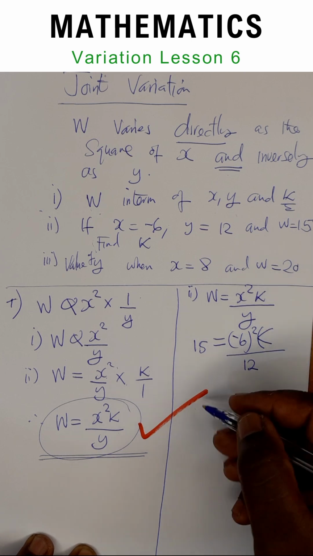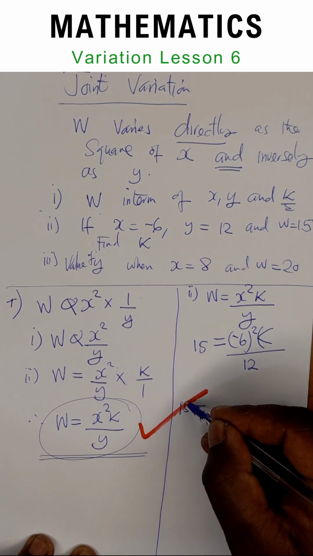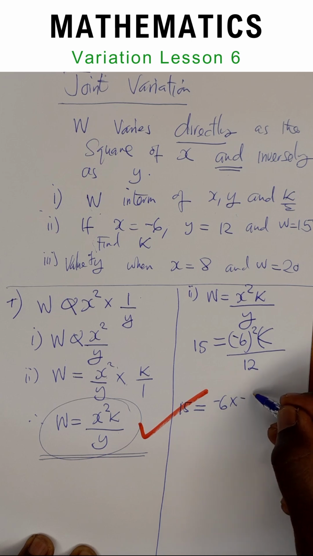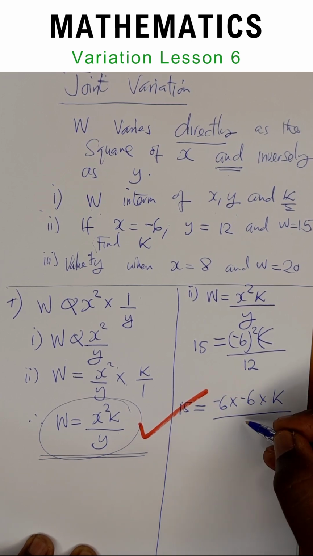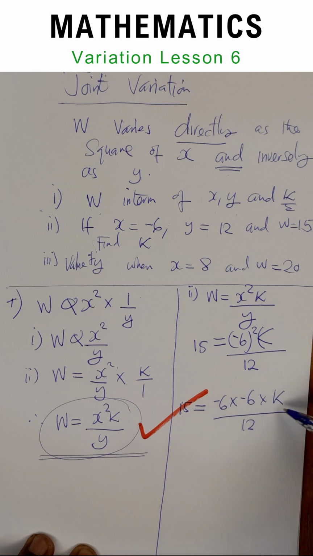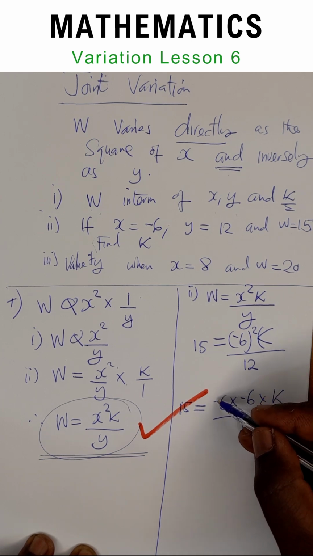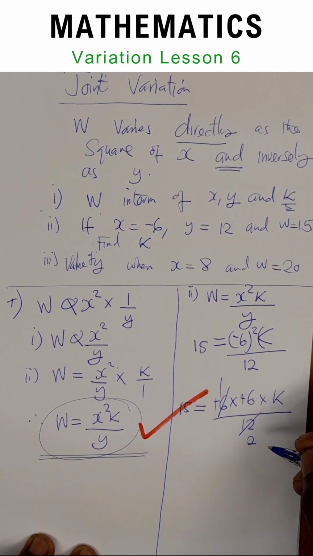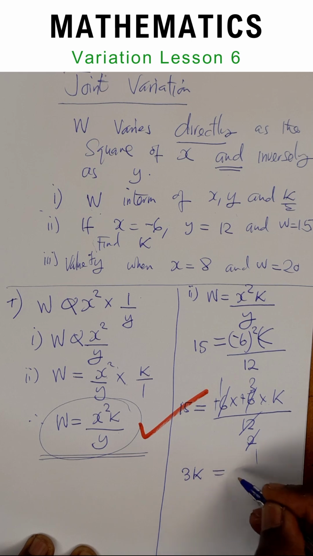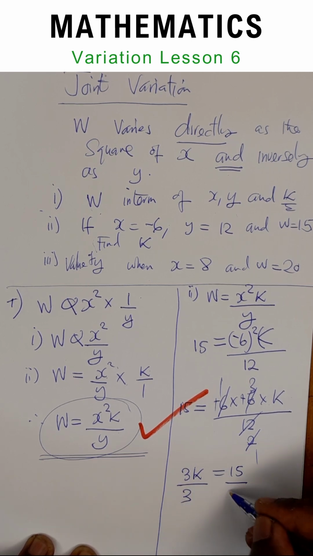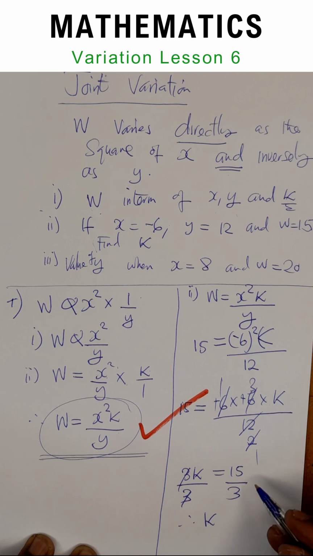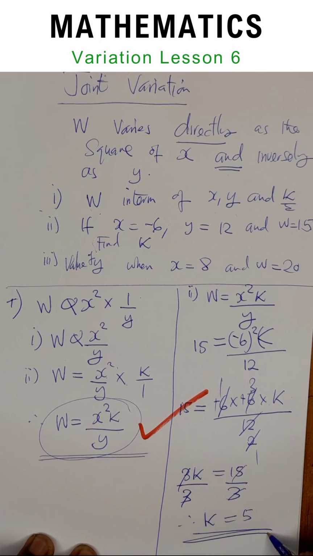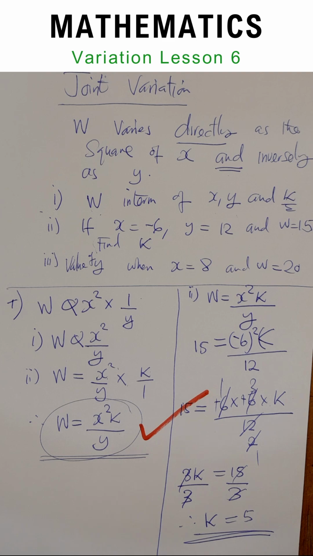So from here we can say 15 is equal to -6 times -6 times k, everything over 12. If you want, you can cross multiply, but it's good when paper 1 you don't use calculator. So we know negative times negative would be positive. So 6 here is 1, 6 there is 2, 2 here is 1, 2 there is 3. So 3 times k, it will be the same as 3k is equal to 15. Divide here by 3 and there by 3. Therefore, our k, the constant of proportionality, will be equal to 5.